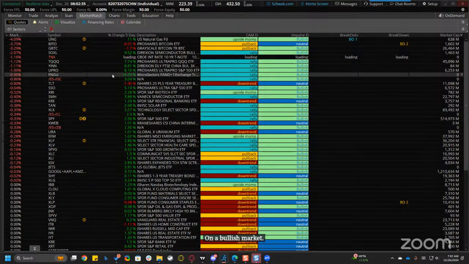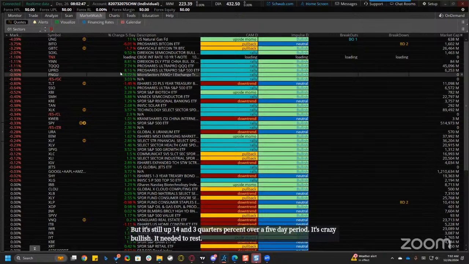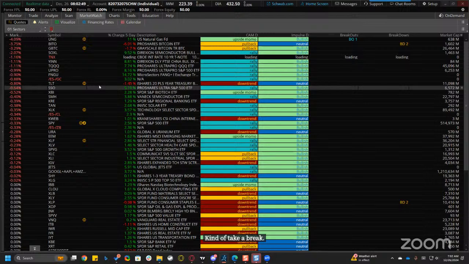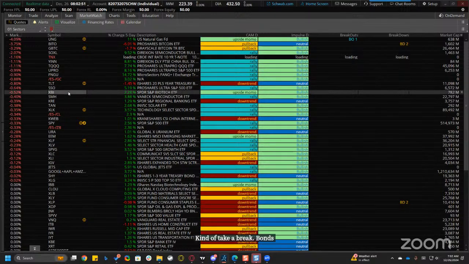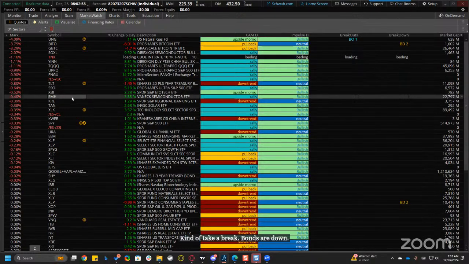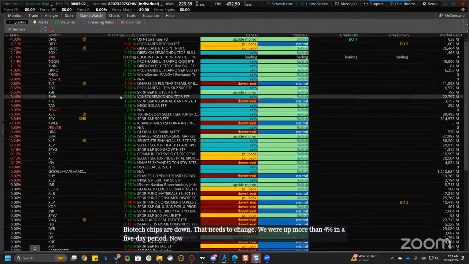The Mag 7 up volume is down this morning, but it's still up 14.75% over a 5-day period. It's crazy bullish. It needed to rest, kind of take a break. Bonds are down. Biotech chips are down. That needs to change, right? We were up more than 4% in a 5-day period. Now we've pulled back a little bit.